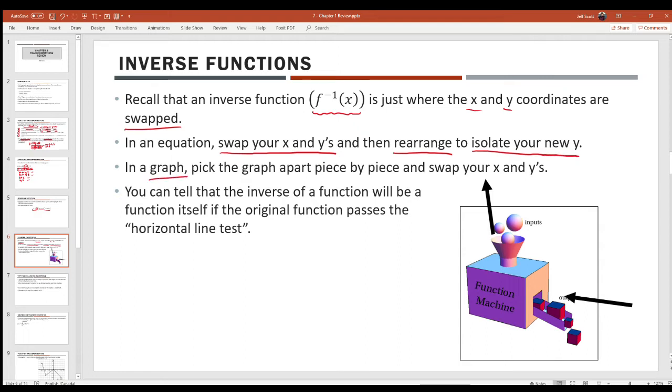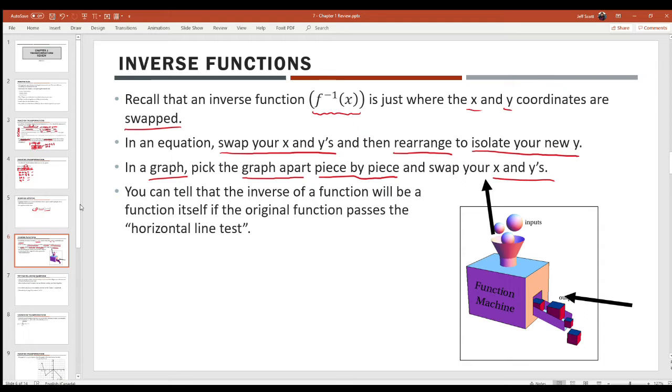If I gave you a graph and said, graph the inverse, just pick the graph apart piece by piece. So literally one coordinate at a time, and swap your x and y's. It's time consuming, but it is a relatively simple process. You just find your coordinates, switch your x and y's, and then plot them on the new graph.